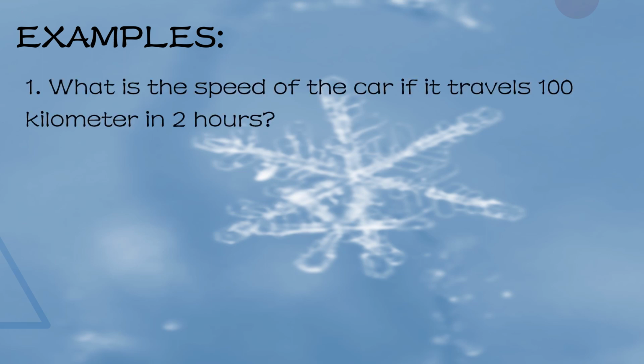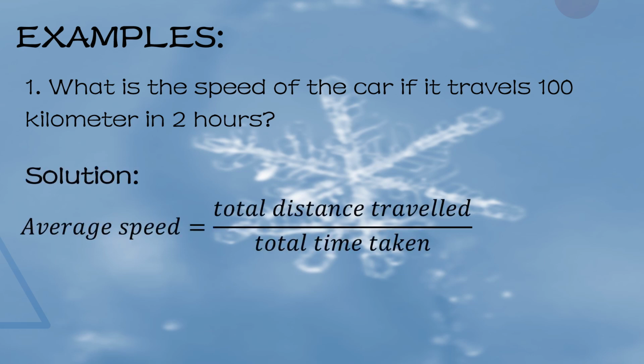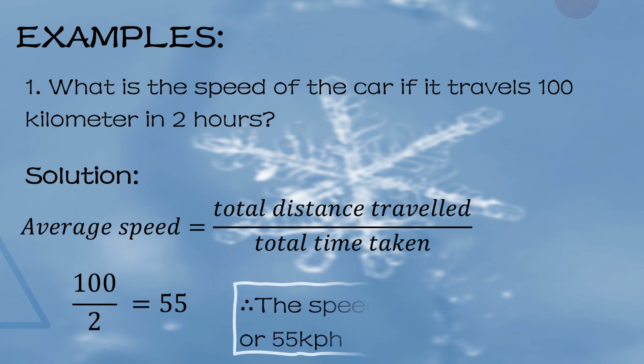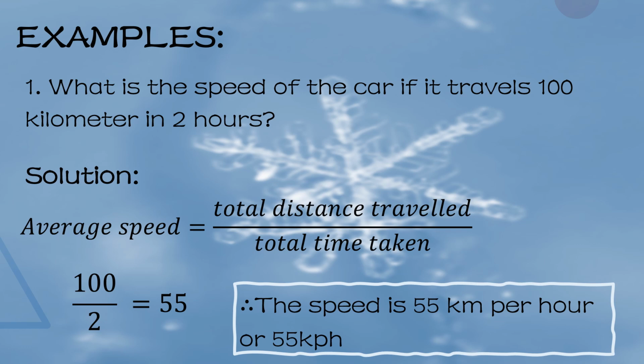So let's have the examples. Number 1, what is the speed of the car if it travels 100 km in 2 hours? For the solution, gamitin lang natin yung ating formula. Since the given is 100 kilometers, iyon yung total distance traveled, and then ang total time taken naman is 2 hours. So we will just divide 100 by 2. So 100 divided by 2 is 55. Therefore, the speed is 55 km per hour or 55 kph, or binabasa natin as 55 km per hour.